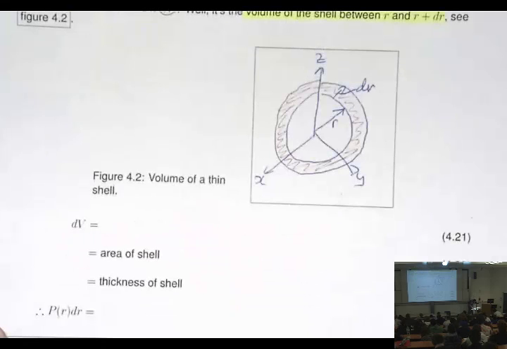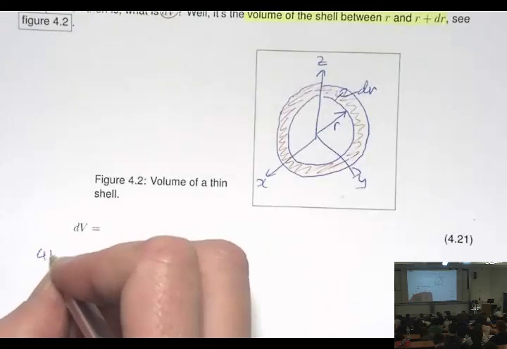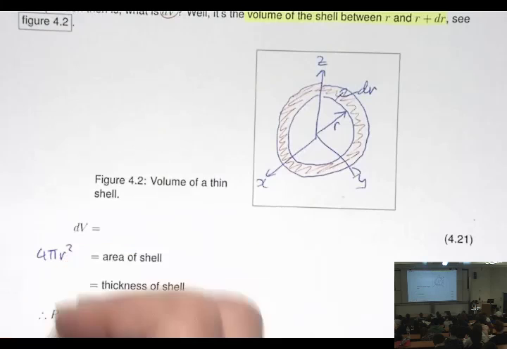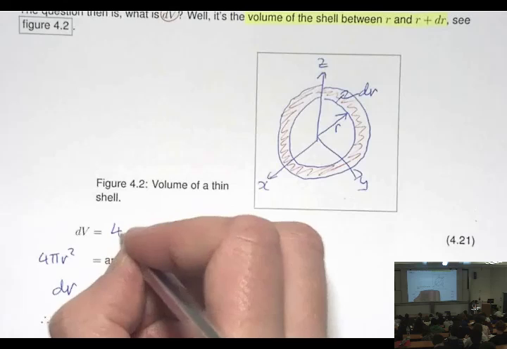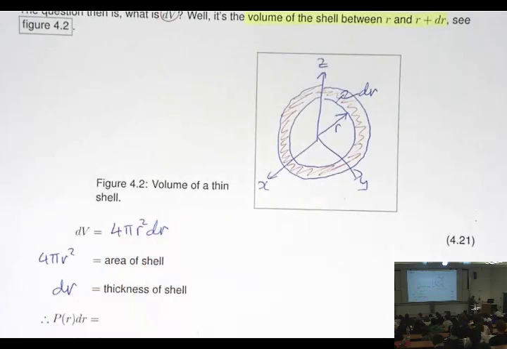What is the volume? Well, it's just the area, which is 4 pi r squared, times the thickness, which is dr. I've done this backwards for some reason. So it's 4 pi r squared dr. That's the volume of this shell, just the area of the shell times the thickness of the shell.